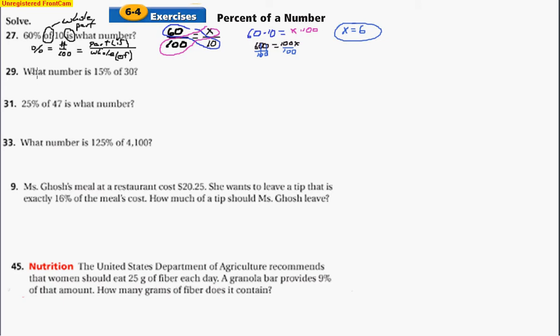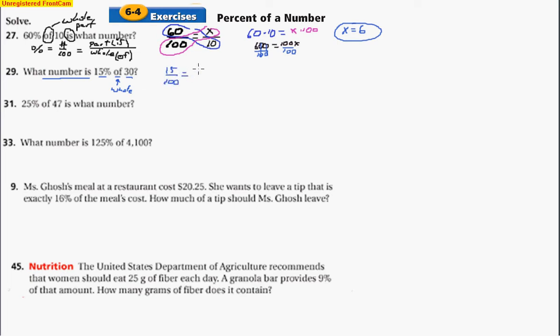So here's question number 29. Again, this is from the textbook. And it says, what number is 15% of 30? Again, the "of" tells us the whole, and so that's going to be the denominator of our fraction. So we can set up 15% as a fraction: 15 over 100.